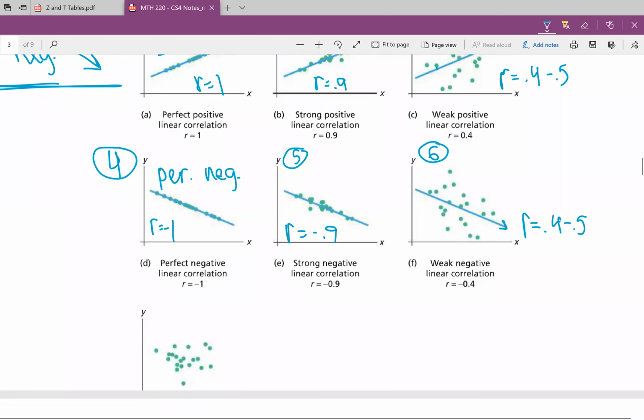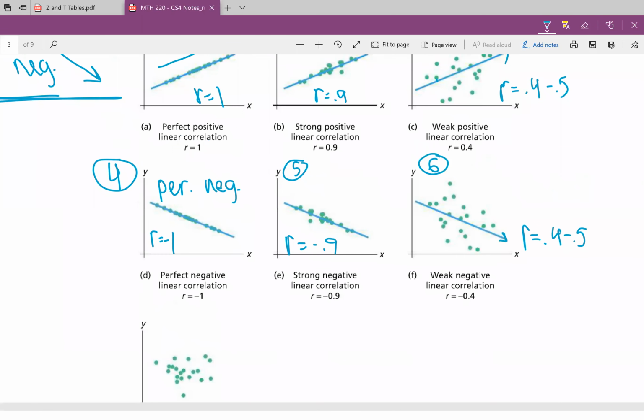The last picture that we have here, it got cut off a little bit, but that's really all that we need to see. Notice that there is no line of best fit at all. The dots are all scattered very randomly, and here we call this no linear correlation. That means we should have an R value close to 0. No linear correlation at all here.